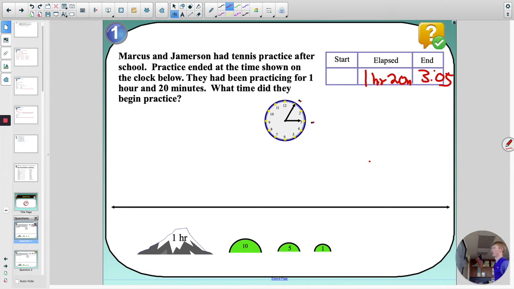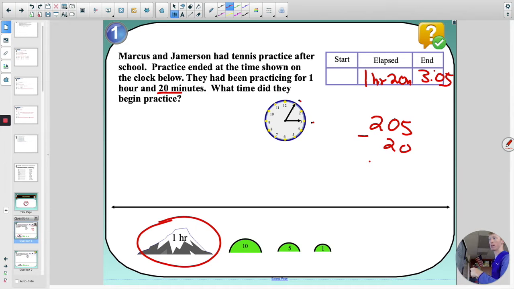Now, when did they start? Well, if I go back 1 hour, it brings me to 2:05, and then I need to go back another 20 minutes. Now it's different because it's not in base 10. So like 2:05, you can't just subtract 20 from it because there's only 60 minutes in an hour. So really, I'm going to subtract 5, and then I'm going to subtract the rest. So if I take away 5 minutes from 2:05, it puts me at 2 o'clock.